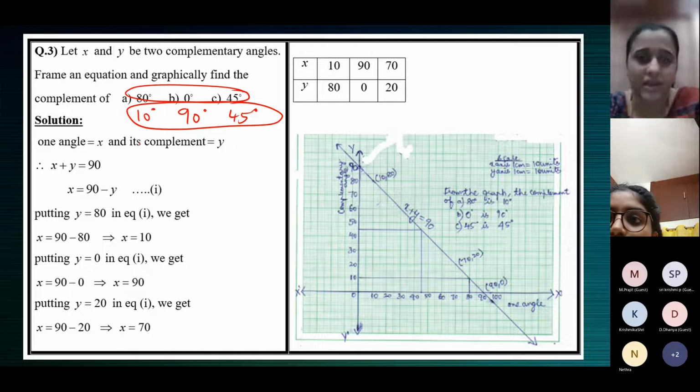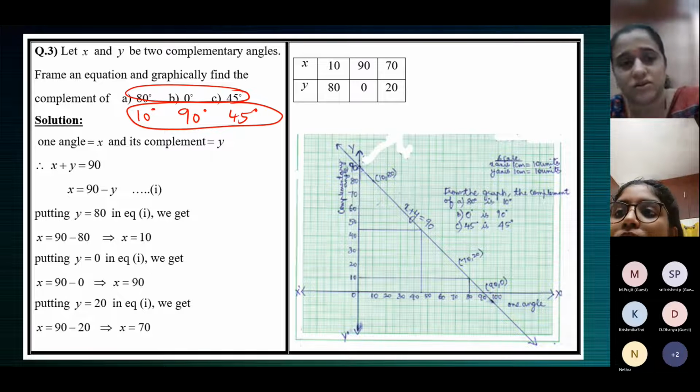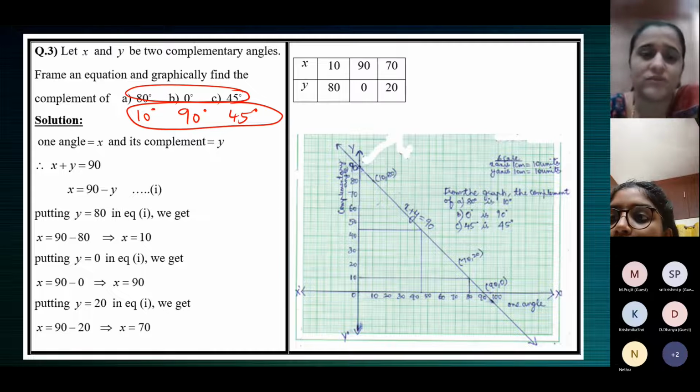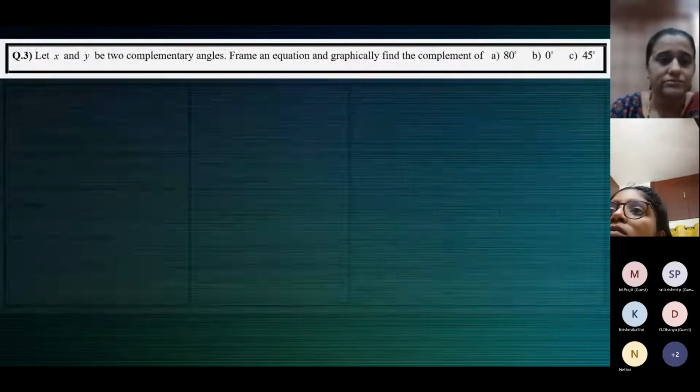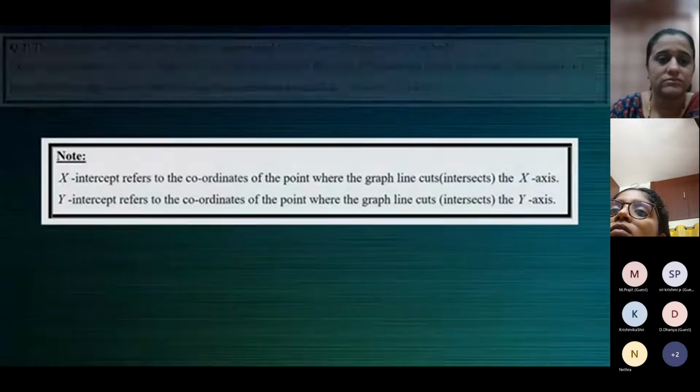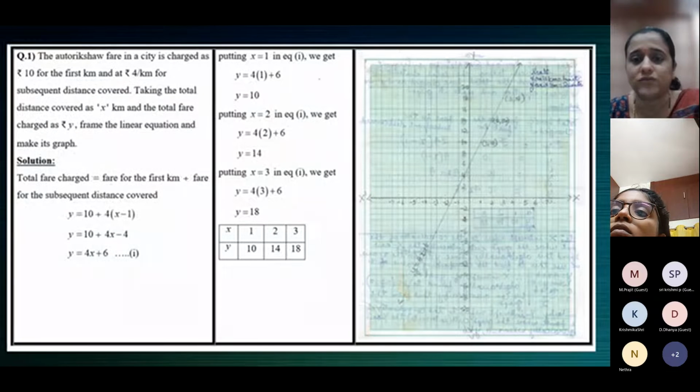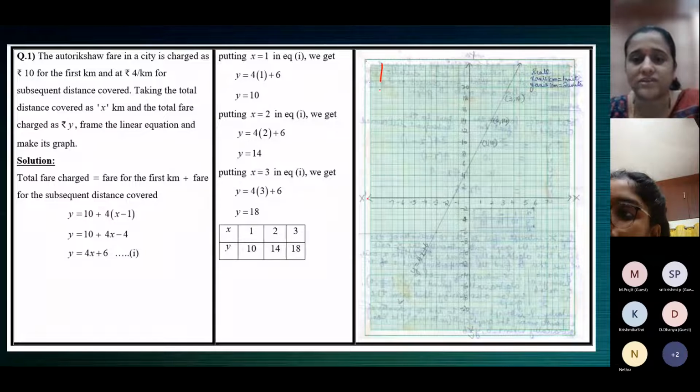So that gives us the scale. 1 centimeter is equal to 10 units. You can also take 1 centimeter is equal to 5 units. In that case, you should not take the y-axis in the middle of the graph paper. You must take it to the extreme left on the graph paper. See, this is the full paper, right? So you should take the x-axis here and the y-axis like this here.